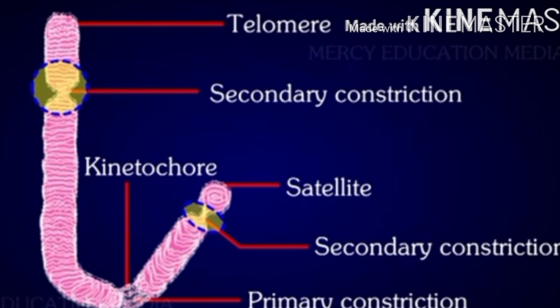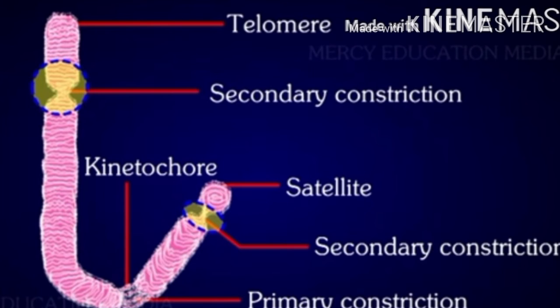Each chromosome consists of four parts, namely primary constriction, secondary constriction, telomere, and satellite. In the primary constriction, the two arms of a chromosome meet at a particular point called the centromere or primary constriction. The centromere is the region where the spindle fibers are attached to the chromosome during cell division. So what is the centromere? It connects the two arms of the chromosome.